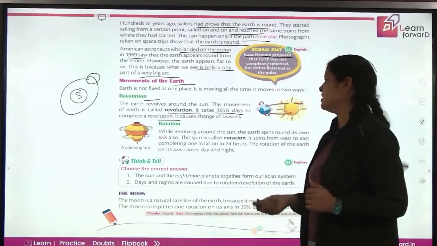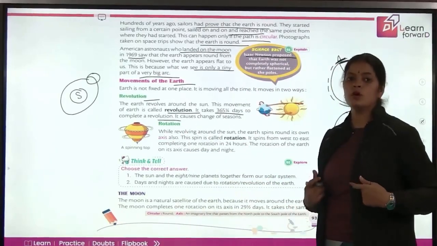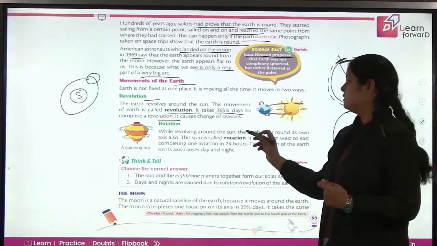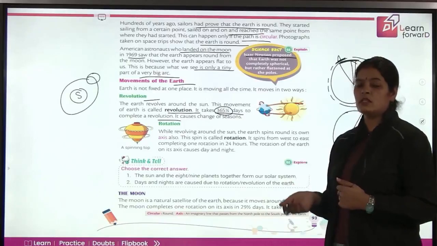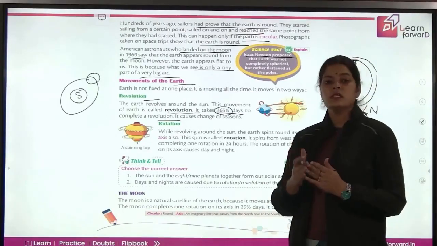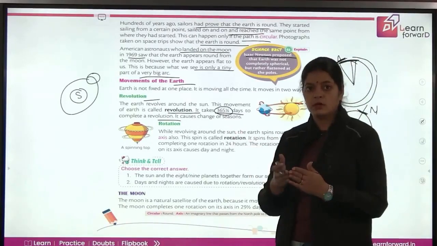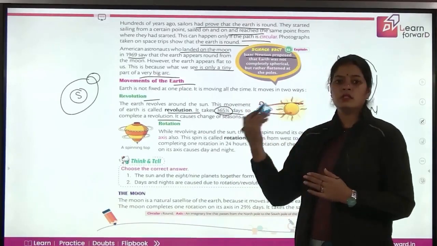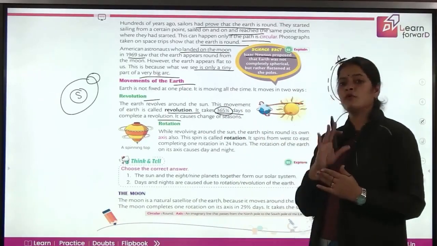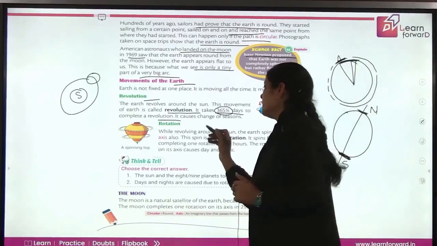It causes changes of seasons also. Because of this revolution only, this 365-day process, we see change of the seasons, and this is the reason why we see seasons of different lengths, maybe 3-4 months. Out of these 365 days, all 4-5 seasons are comprised in it. It causes changes of season.